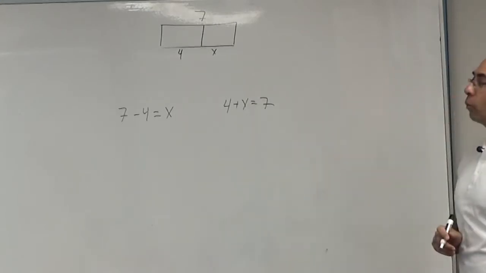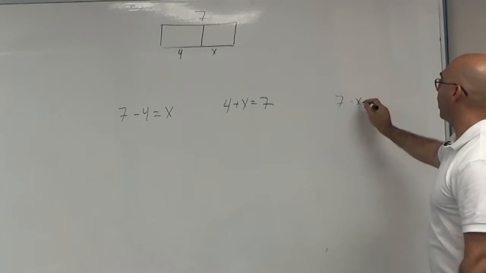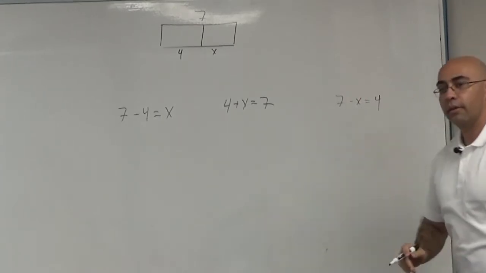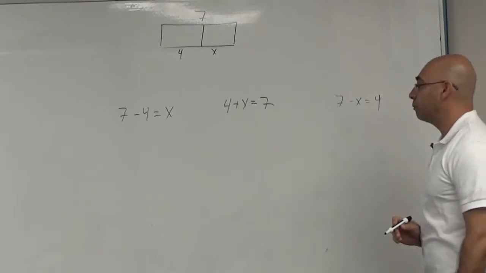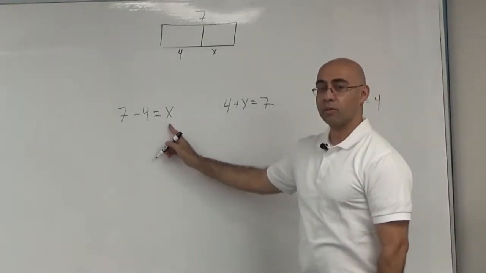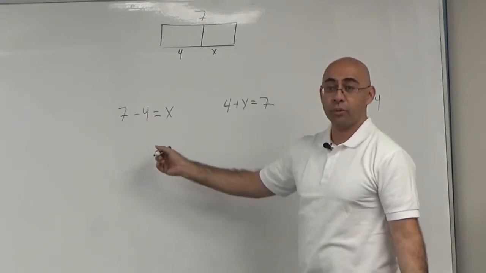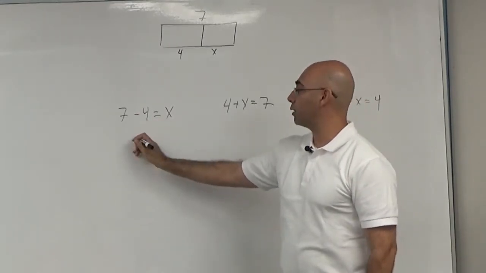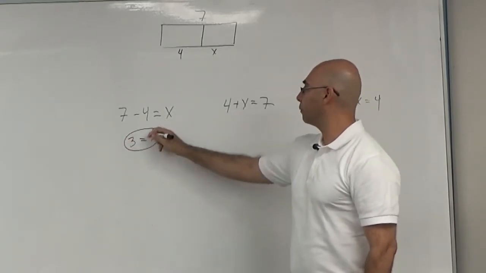And there's one more way. 7 minus x equals 4. All right, good job. Now to do this problem, x is by itself, right? So it just says 7 minus 4. So it's pretty simple. You just do whatever 7 minus 4 is, which is 3, yes? So we know that x is equal to 3.